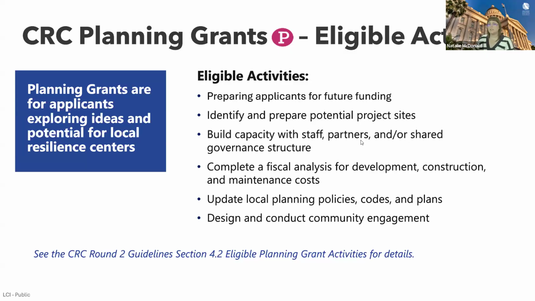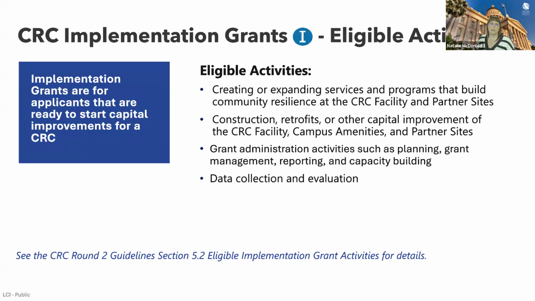Next, let's look at eligible activities under implementation grants. Implementation grants are designed for applicants who are ready or nearly ready to start construction or renovate a CRC. Implementation grant applicants should be ready to break ground on their projects within approximately 1 year of the start of their grant term. Eligible activities for implementation grants include carrying out capital projects and developing the programs and services offered at the CRC facility and/or partner sites.